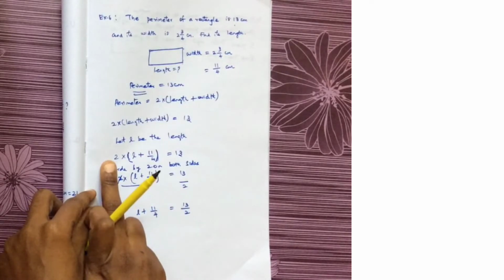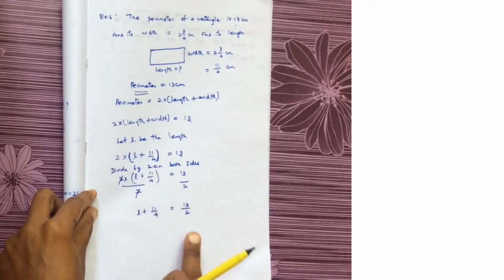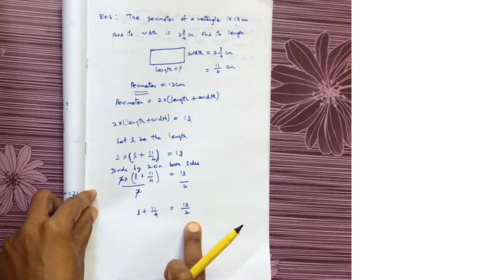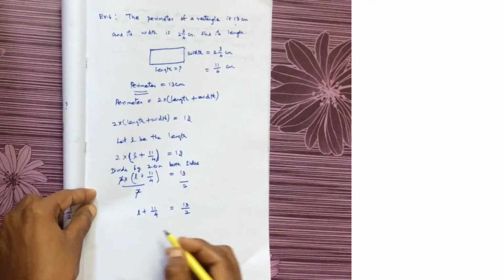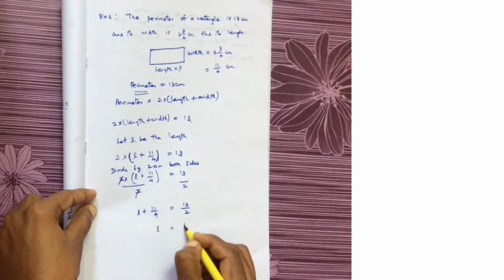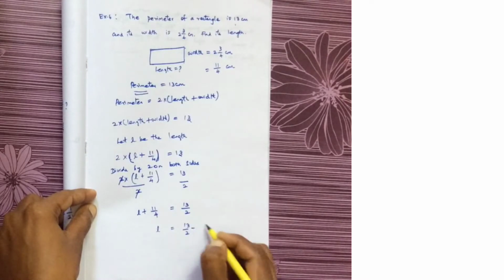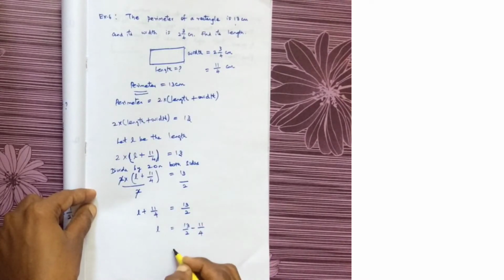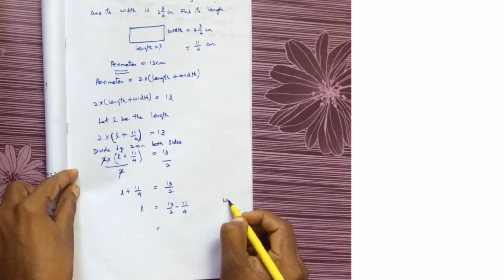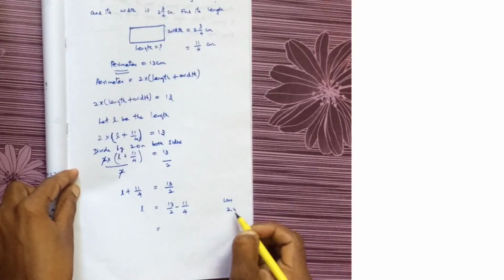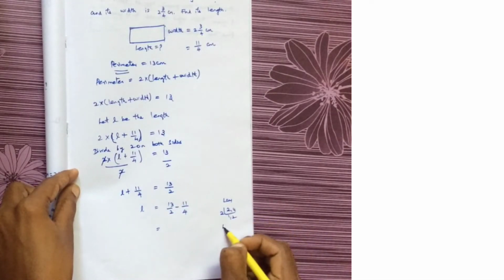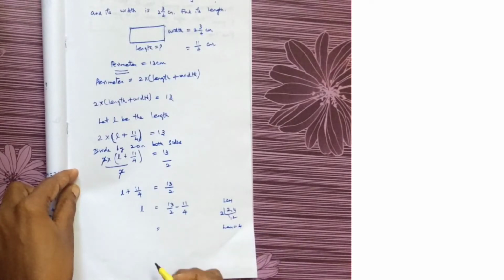2 is in the numerator on the left hand side. Now you can see the 2 in the denominator. Now I have to find L. L equal to 13/2 minus 11/4. Now I have to find the LCM. 2, 4. So the LCM is 4.